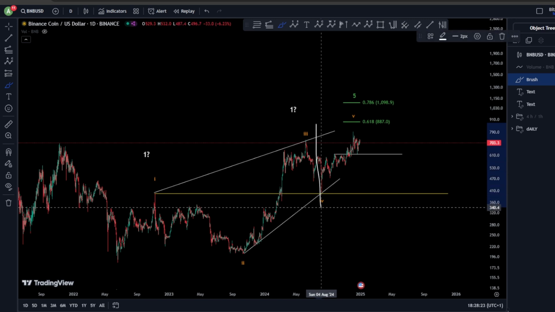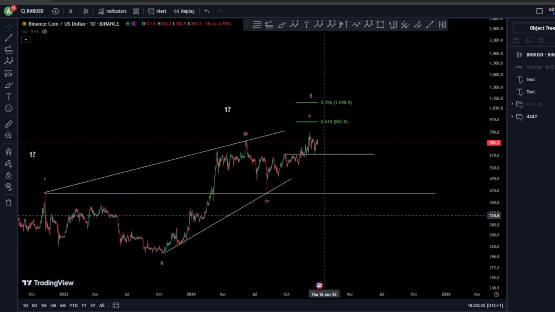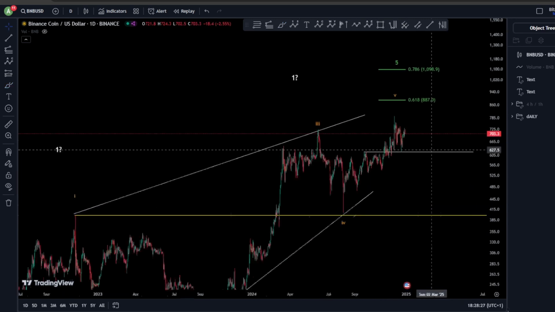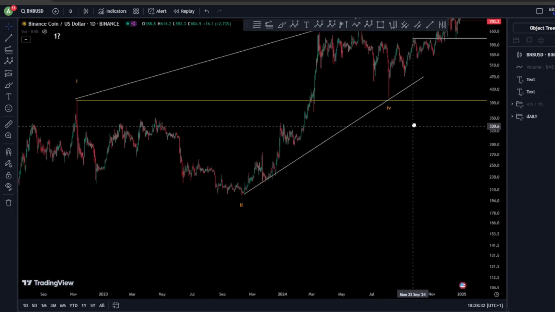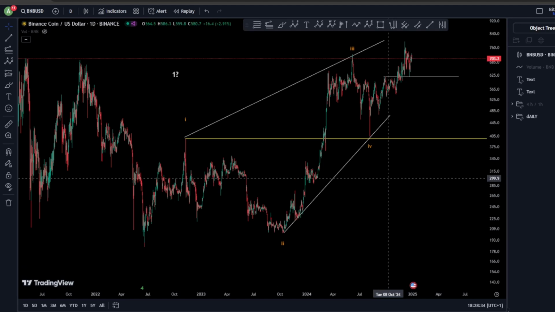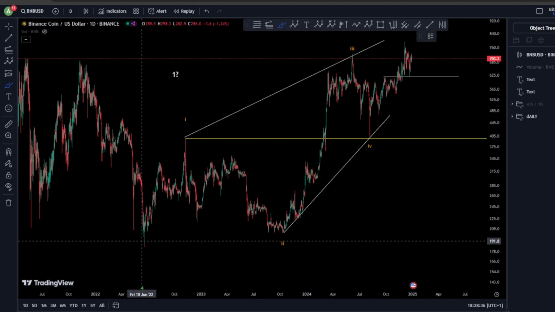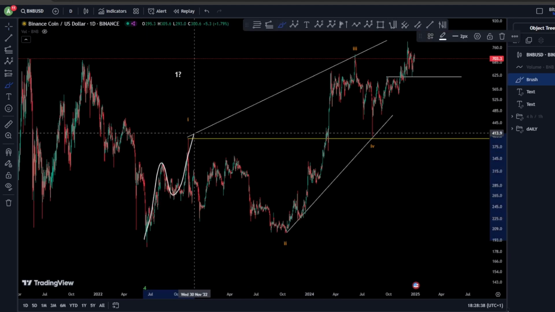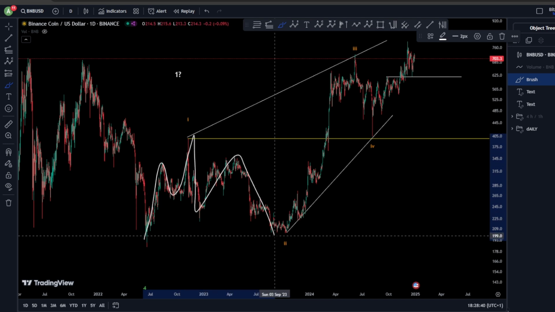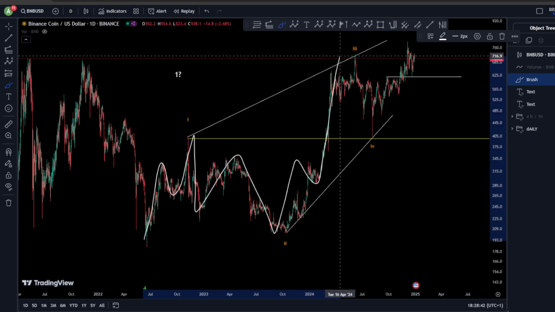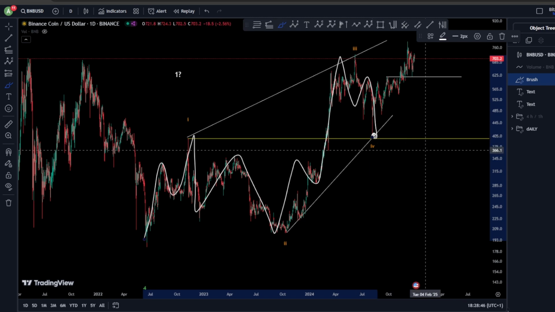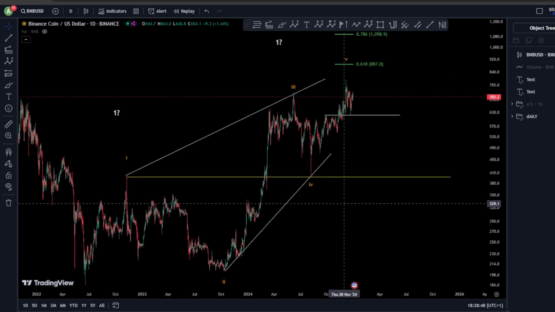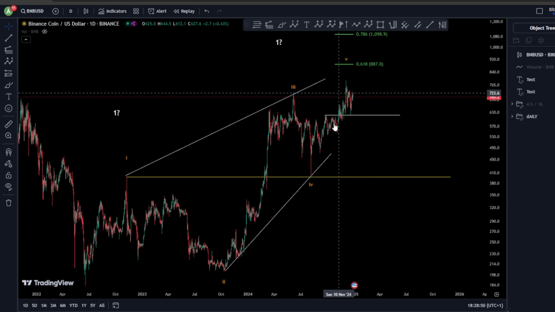However, let's take some answers here to see what is going on. If we are in an ending diagonal here, your ending diagonal should be taken here as zigzags. As you can see, zigzag 1, zigzag 2, zigzag 3, and then one last zigzag for your wave 4. So definitely we are expecting a zigzag for your wave 5.